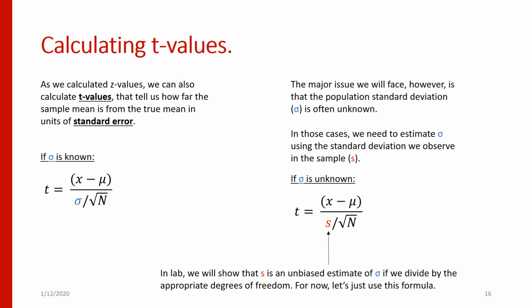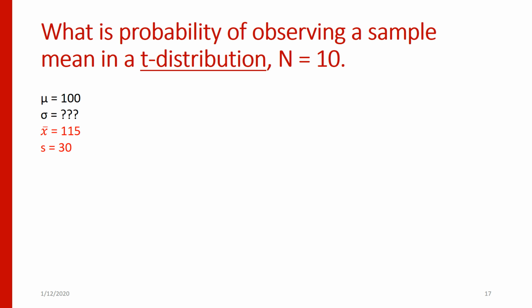It's also discussed in the chapter, but s is an unbiased estimate of sigma if we divide by the appropriate degrees of freedom. We'll run some simulations and walk through the proof to show why this is the case. But for now, let's just use this formula, right? So we have a formula for estimating t when sigma is unknown.